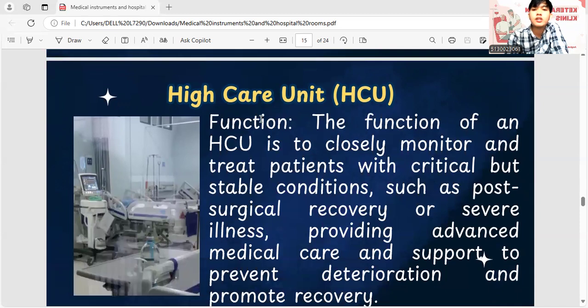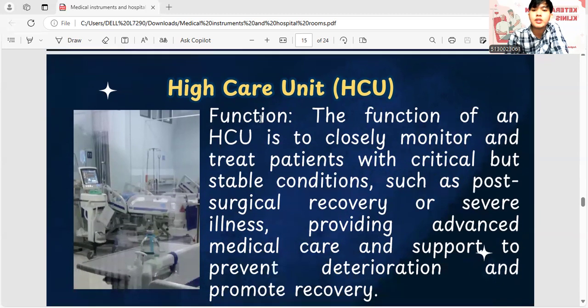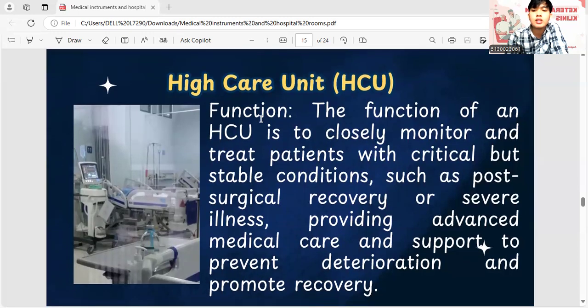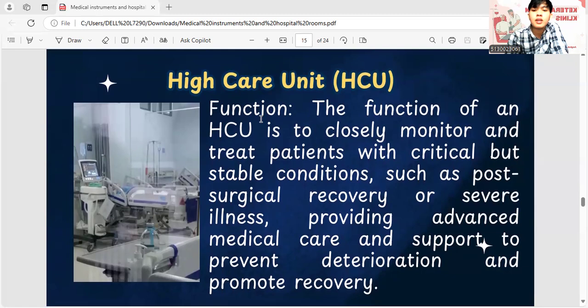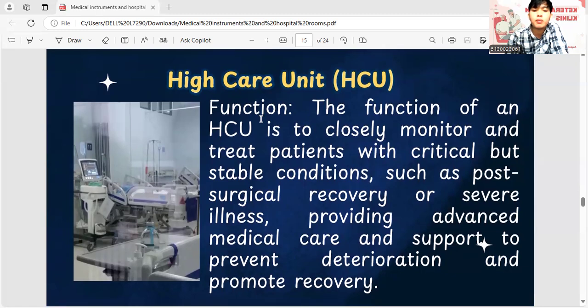High care unit function. The function of a high care unit is to closely monitor and treat patients with critical but stable conditions, such as post-surgical recovery or severe illness, providing advanced medical care and support to prevent deterioration and promote recovery.